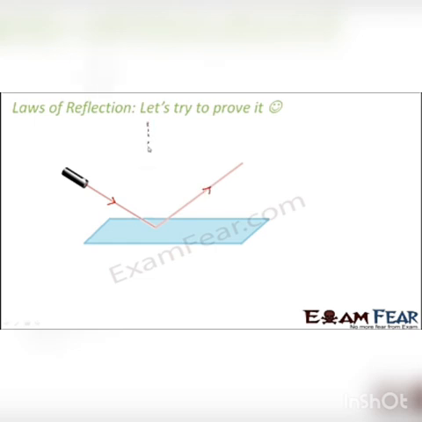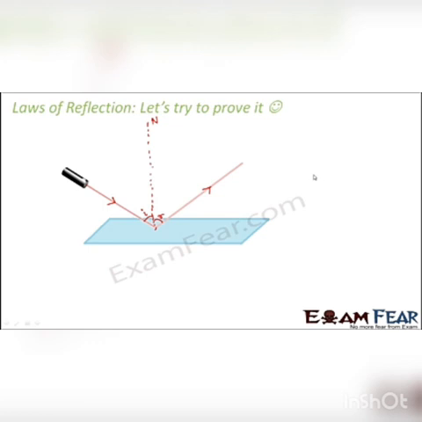Now let us try to draw the normal to the surface of the mirror. So this is the normal. Now, using your protractor or your compass, whichever you feel like, try to measure these angles. This is the angle of incidence and this is the angle of reflection. Make a note of both values.